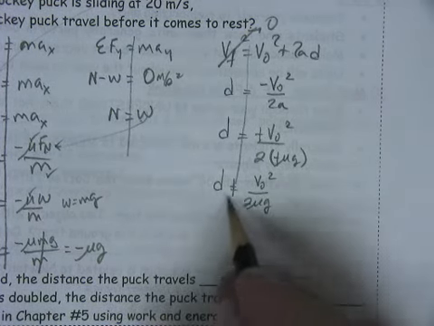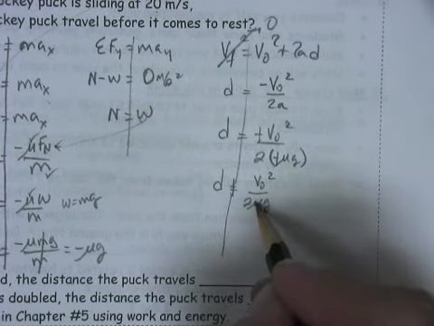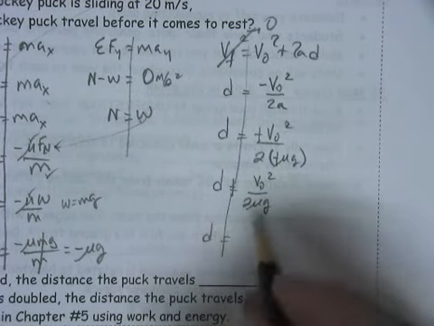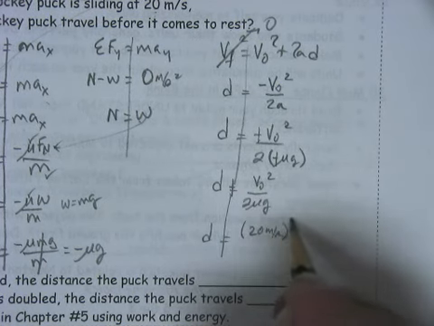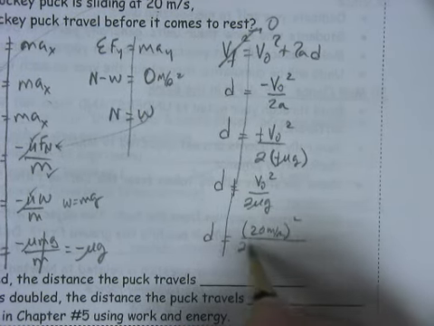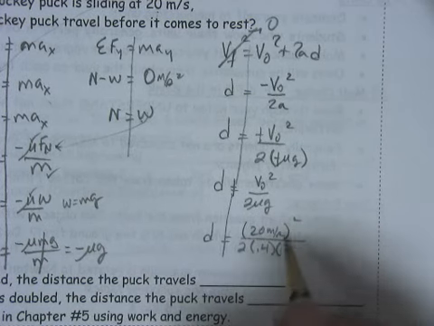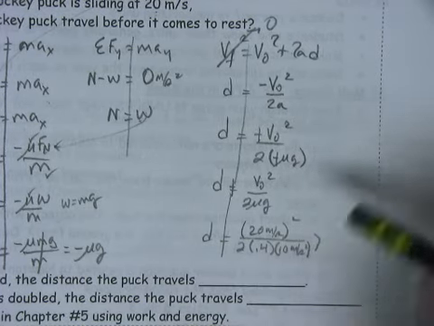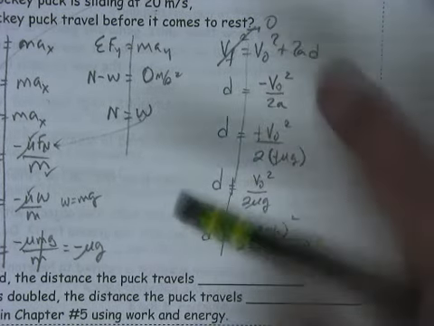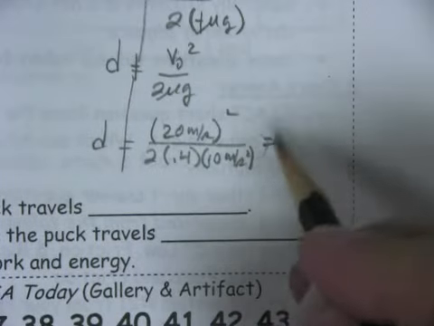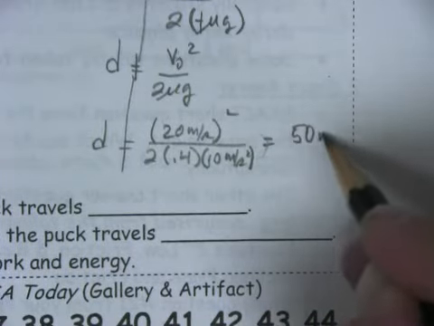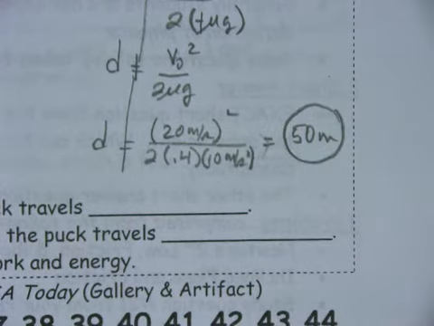All right, we have everything now. I know the speed, I know mu, and I know g. So I'm going to plug them in. Vo is 20 meters per second. 2, 8.4. I'm going to use 10 this time. And if I plug all that in, I'll get 50 meters. The puck will travel 50 meters on this new surface.